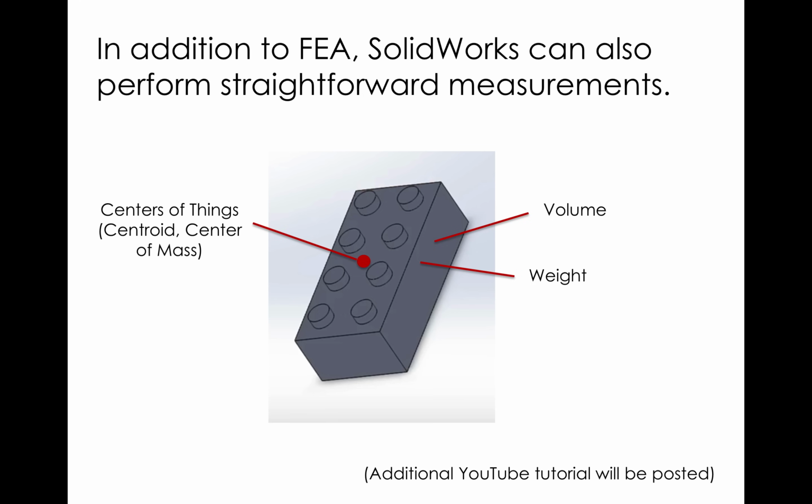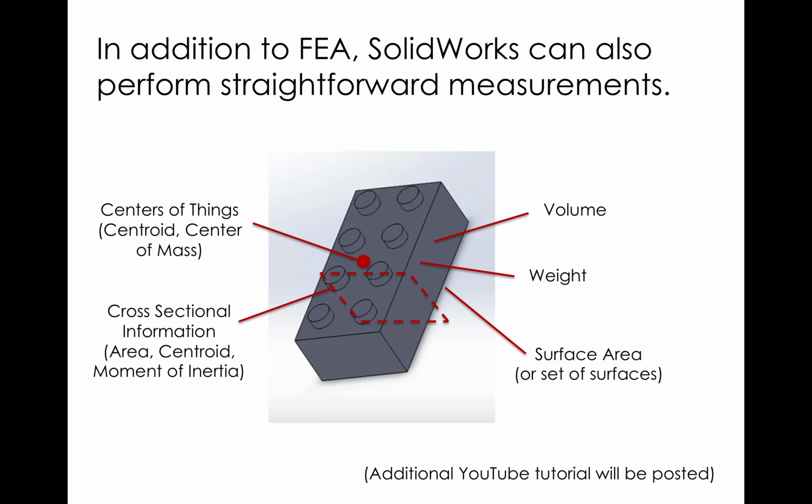That's my phrasing. Centers of things are things like center of mass, which is if you were to throw an object through the air, it would actually free spin around its center of mass. It would also balance at its center of mass. A centroid is sort of like the geometric center of an object. It could measure surface area of any surface or a set of surfaces. So if you wanted to have SolidWorks automatically give you the surface area of all of those nubs together, it could do that. It can also look at cross-section.